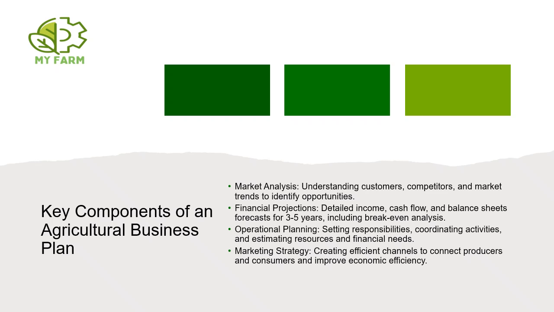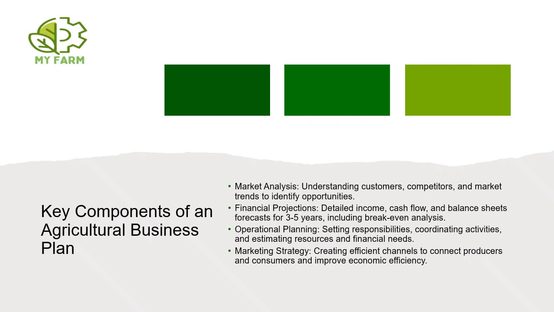The third major component is operational planning. This part of the business plan outlines how daily activities will be organized, who is responsible for each task, and what resources are required. Operational planning coordinates labor, equipment, production schedules, and supply chains. It also estimates the financial and material needs for planting, harvesting, storage, processing, or distribution. Clear operational planning ensures that the farm runs efficiently and reduces the risk of delays or bottlenecks.